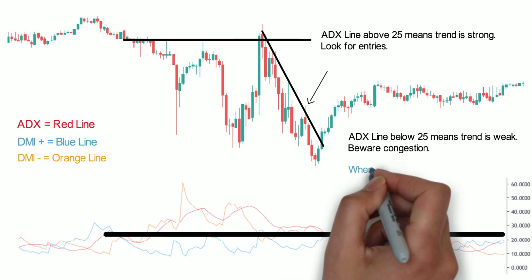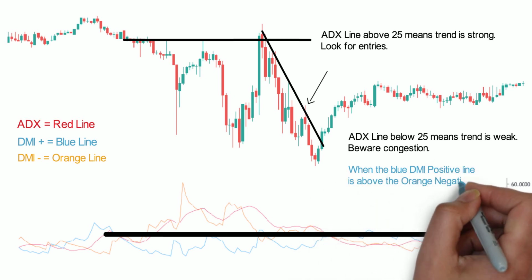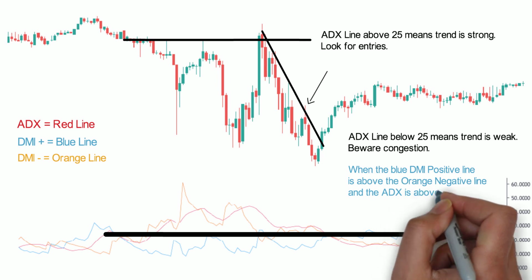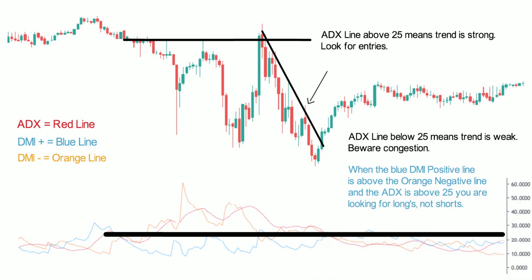Now, don't forget, when the blue DMI positive line is above the orange negative line and the ADX is above the 25, you're looking for longs, not shorts. In our scenario that we played out today, the DMI negative was in control the whole time, so we only looked for short trades. But hopefully you get the idea that if the blue line had been in control, we would have been looking for long trades instead.